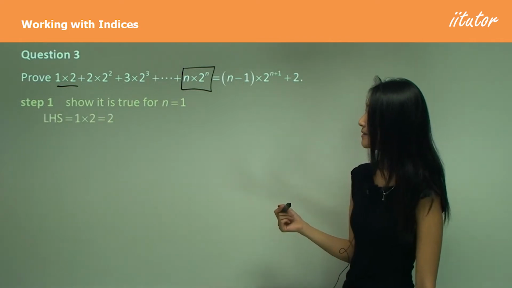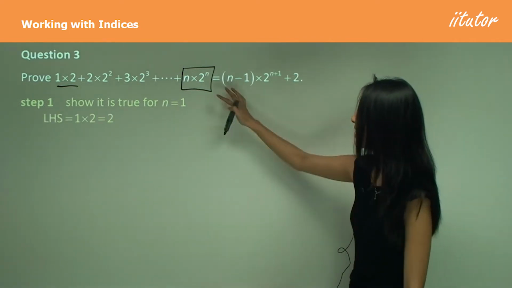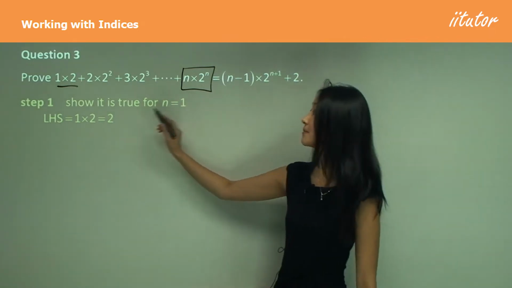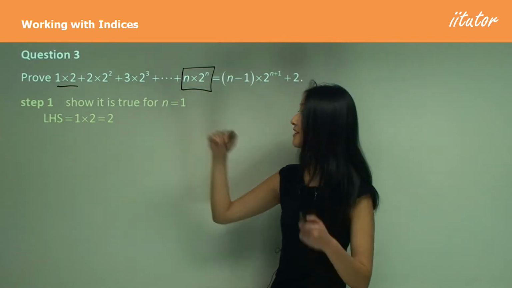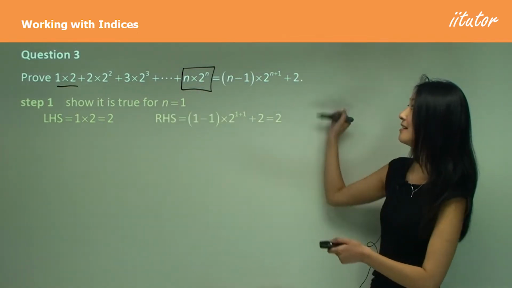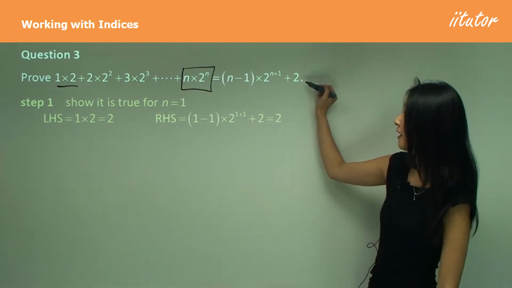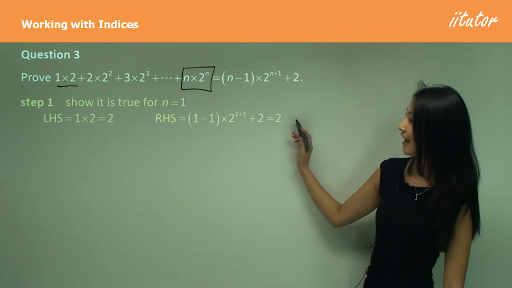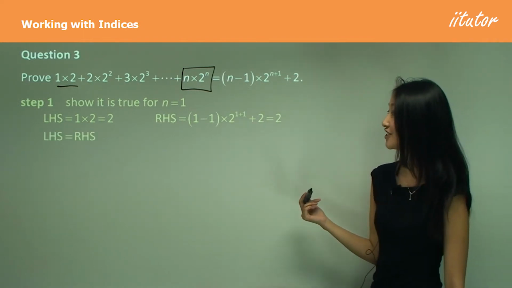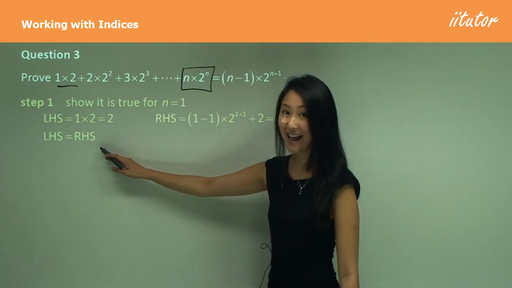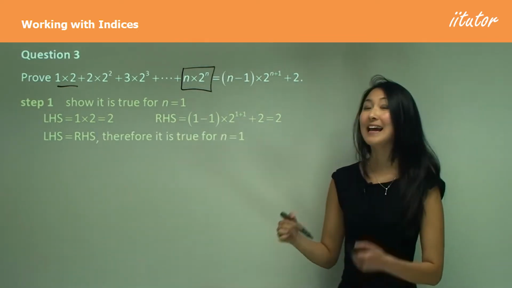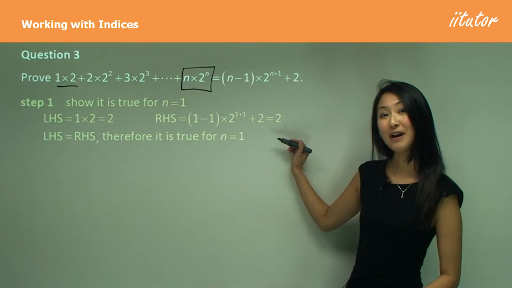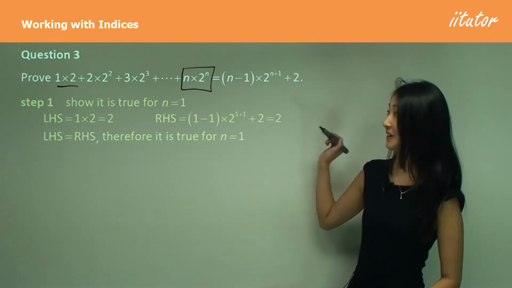And how we do that is by considering the left-hand side first. So let's look at the left-hand side. Using the general formula, we have n equals 1, substitute that in, 1 times 2 equals 2. And now the right-hand side, just substituting 1 into this formula, 1 minus 1 just gives us 0 for all of that, and then plus 2 equals 2. So now we have shown that the left-hand side equals the right-hand side, and therefore this is true for n equals 1. Okay, so we've done step 1, we've shown it's true for the initial value of n.